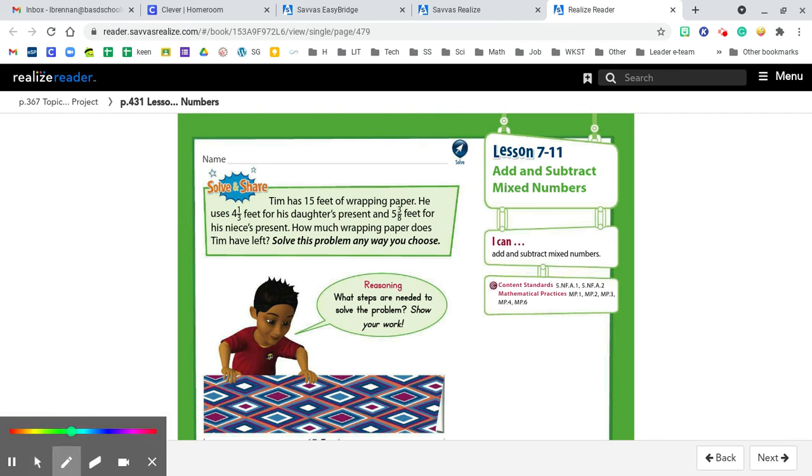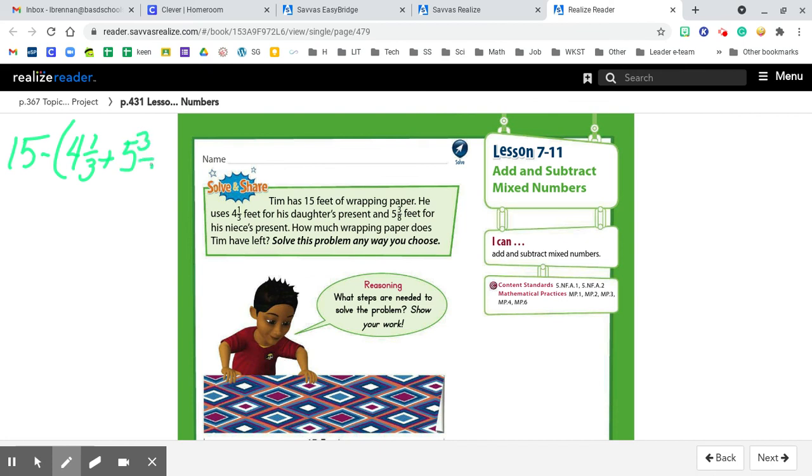So the first thing we're going to know is what he starts with is 15 feet of paper, and then he's going to use 4 1/3 and 5 3/8. So we want to find out how much does he have left. So we've got two different problems to solve. 4 1/3 plus 5 3/8.